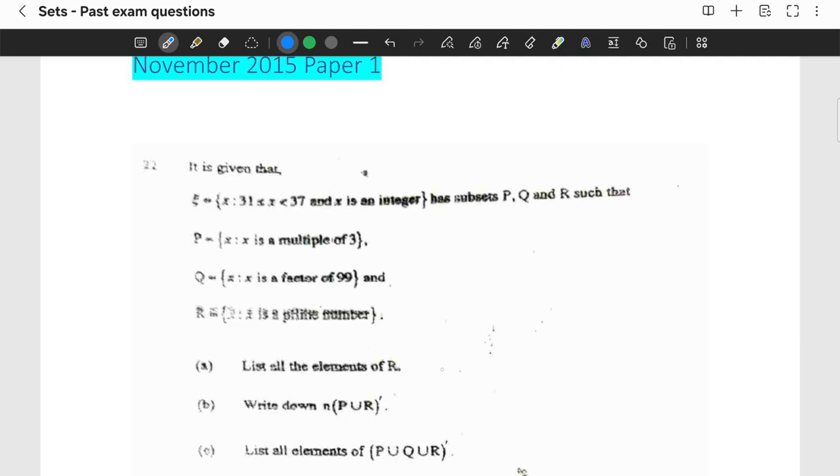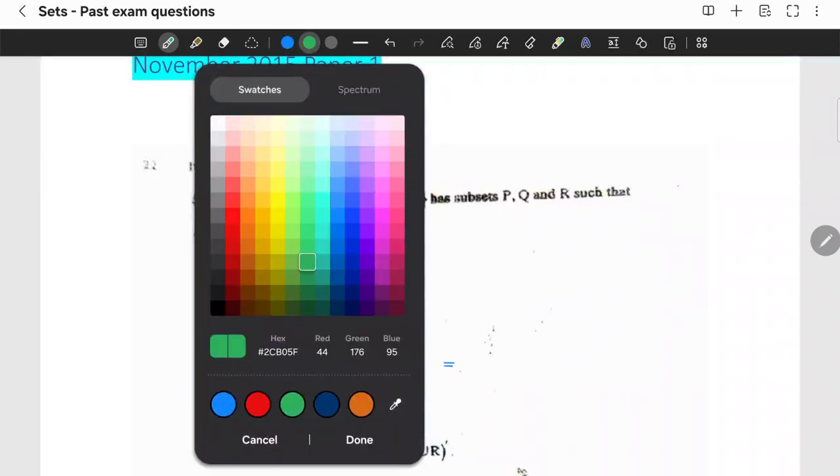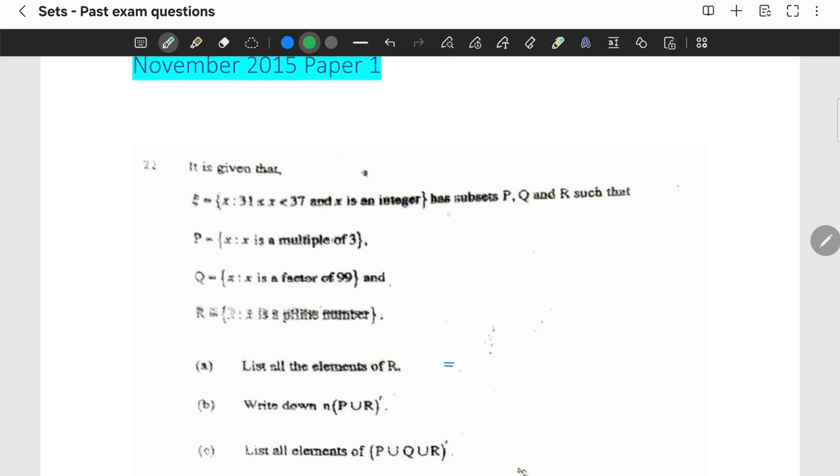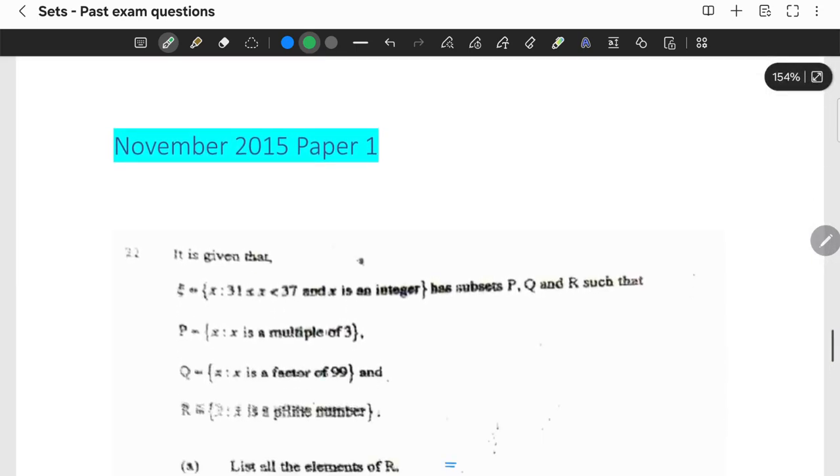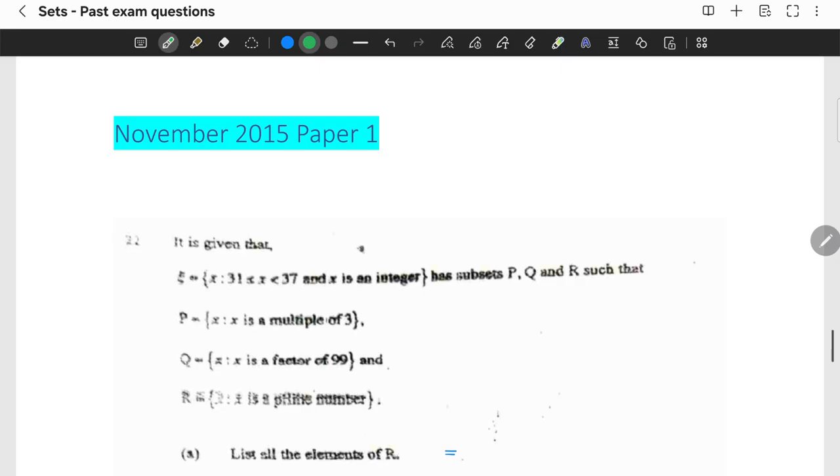So we know that R is a prime number between 31 and 37, right? So maybe let's write the universal set. Let's just write everything in all the sets. So the universal set is between 31 and 37, so not including 37, so we have 31, 32, 33, 34, 35, and 36, right?